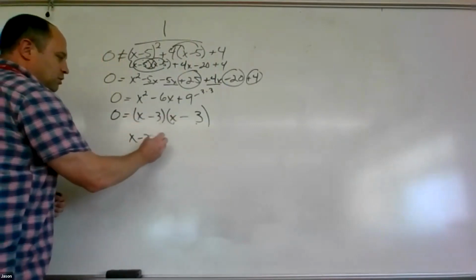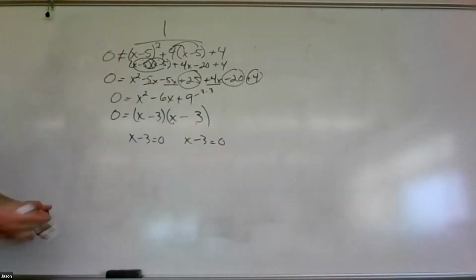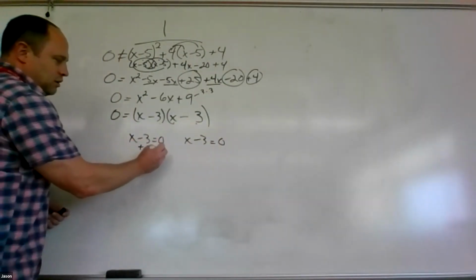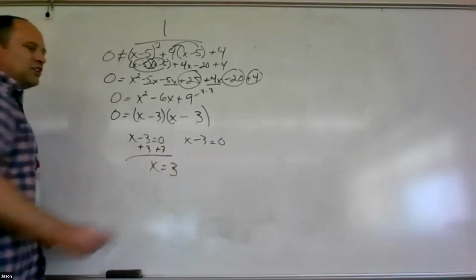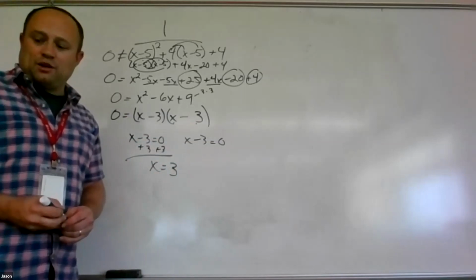X minus 3 equals 0. X minus 3 equals 0. Obviously, you're going to get the same answer for both of these by just adding 3. So you get x equals 3. This is called a double root, not something you probably have to do on the SAT. But that's the value, 3.